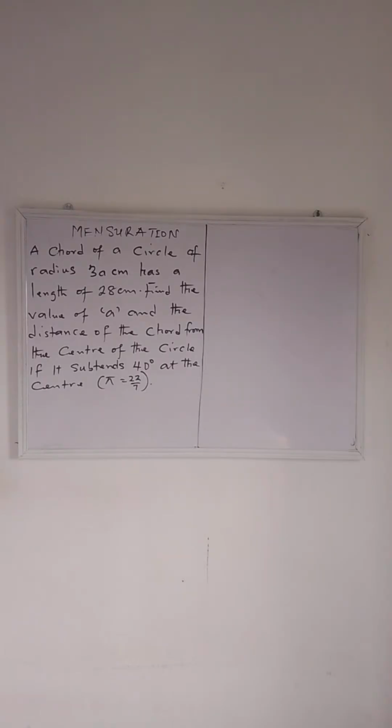A chord of a circle of radius 3a, we have a there, has a length of 28 centimeters. So you have to find the value of a and the distance of the chord from the center of the circle if it subtends 40 degrees at the center.